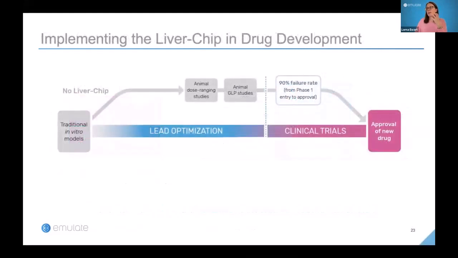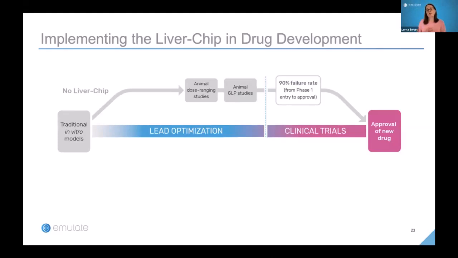So let's now move to the last section of this presentation, which is, given the performance of the Liverchip we've identified, how might one actually think about using this in the drug development process, and given that we're here today to talk about the 3 Rs, how might it also impact the 3 Rs?